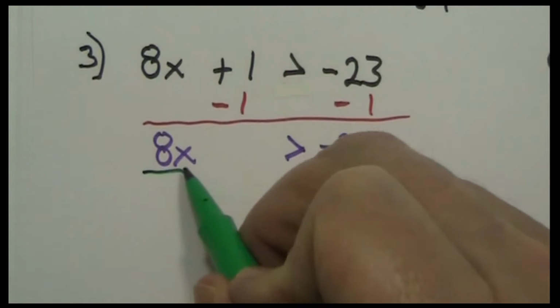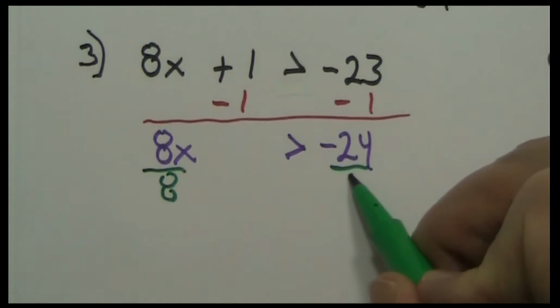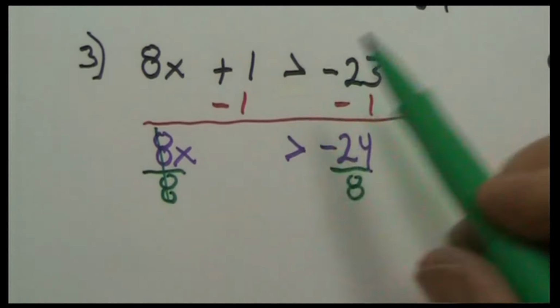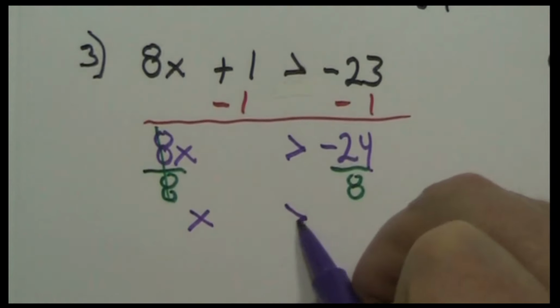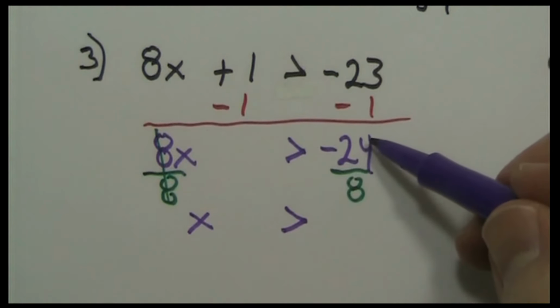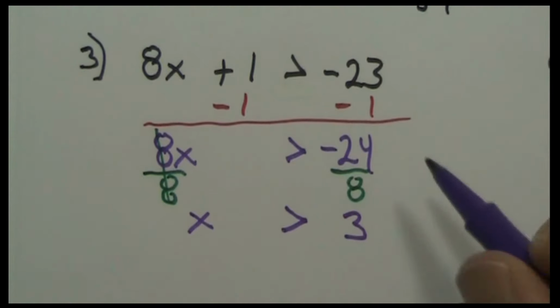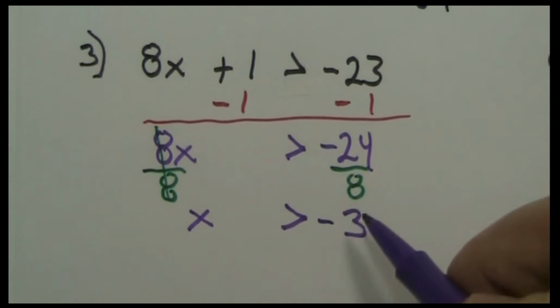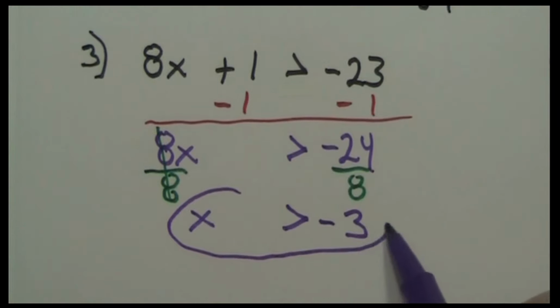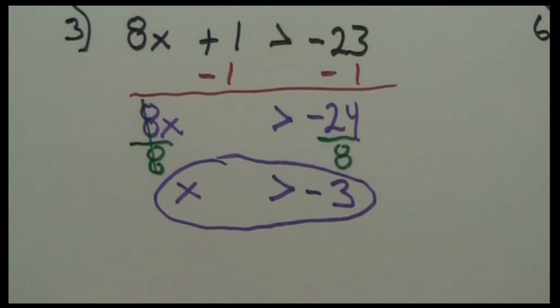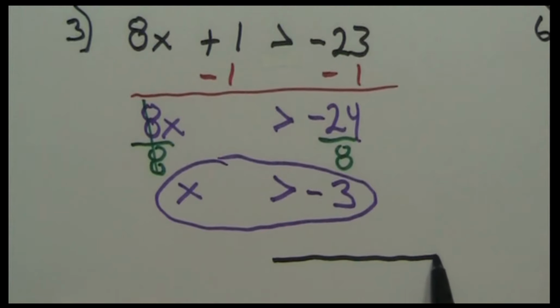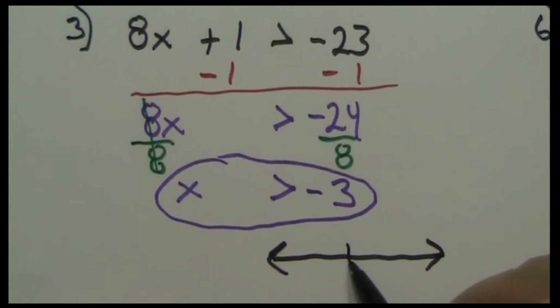Now we divide by 8. That makes it a 1x, which is just x. Bring down the symbol. 8 goes into 24. And there's 1 negative, so therefore it's negative. And I'll just make a quick little graph, you can make it to the side or underneath if you have room. And we have -3.